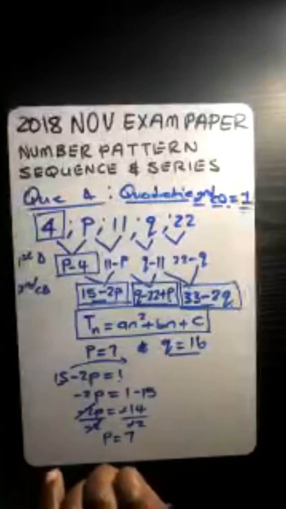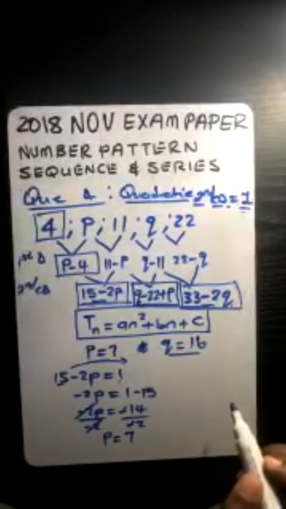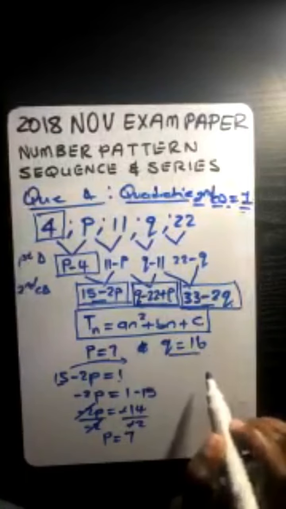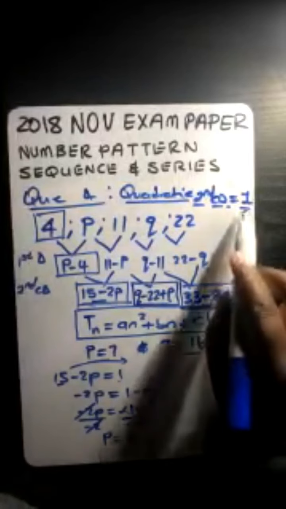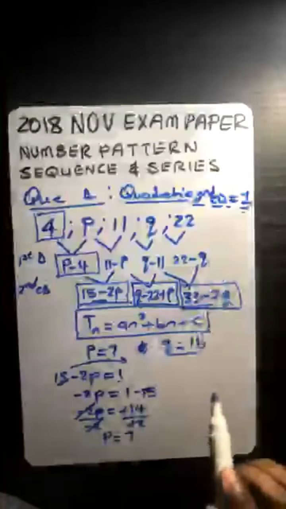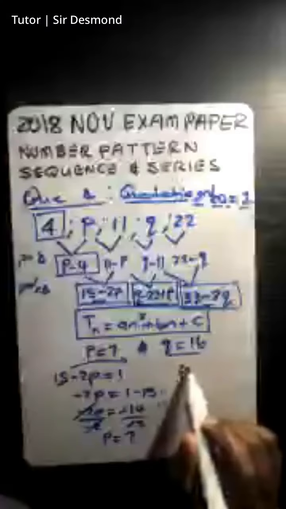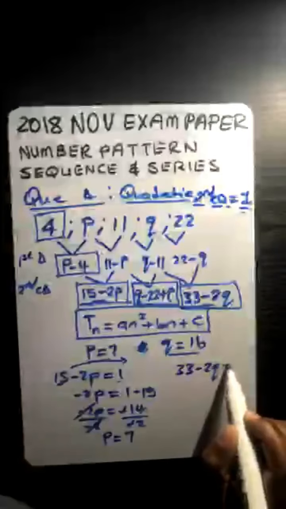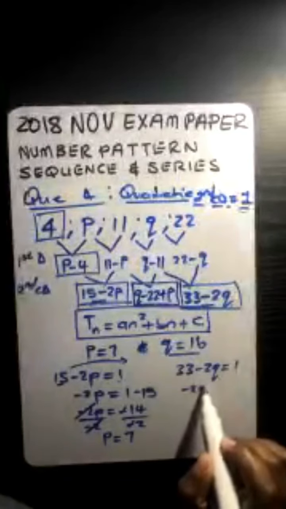Therefore, with a big smile and confidence, we can try to prove that the q value is also equal to 16. How do we do that? Remember, they said the second CD is equal to 1. So we can just equate this to 1, which means we are having 33 minus 2q equals 1. Then the song again, you transpose, you have negative 2.